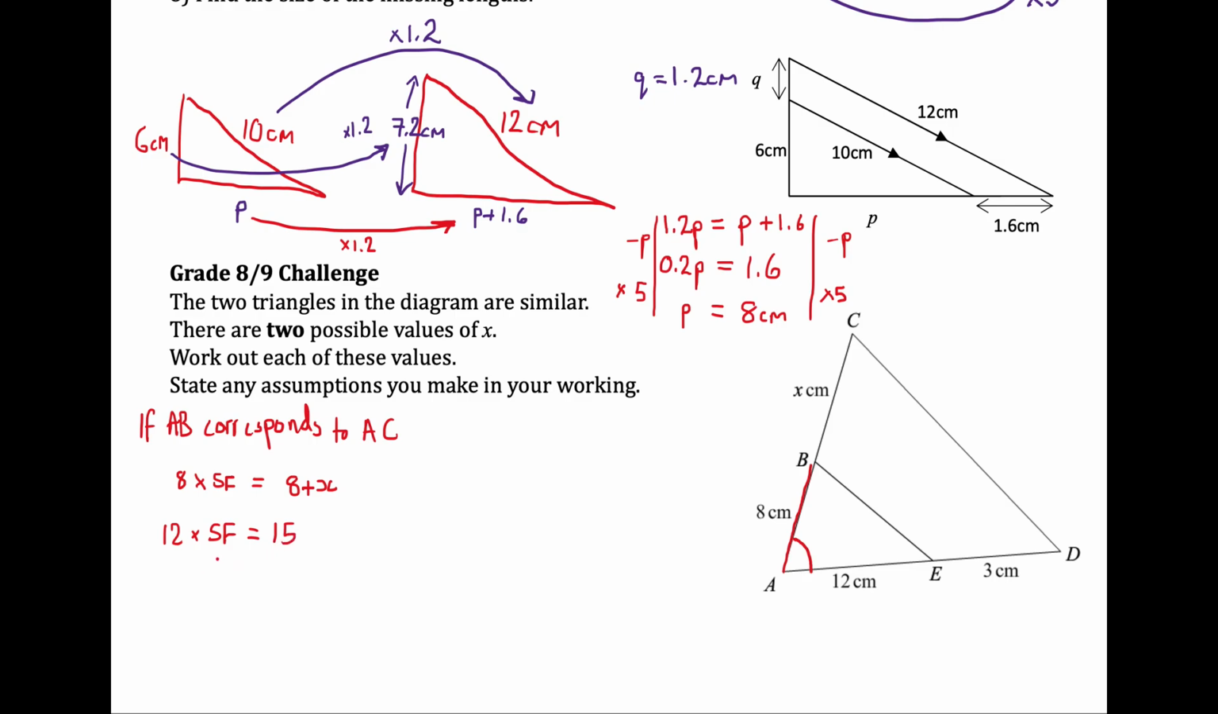And we can work out the scale factor from this. So what would I times 12 by to get 15? I would times it by 1.2. Sorry, no, 1.25. So that would enable me to work out this top bit. So if I go back to doing this up here, 8 times 1.25 would give me 10. So we're saying that 10 is equal to 8 plus x. So therefore x is 2. So that's one value of x.